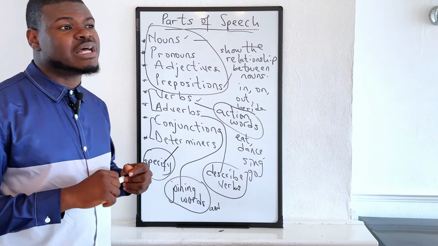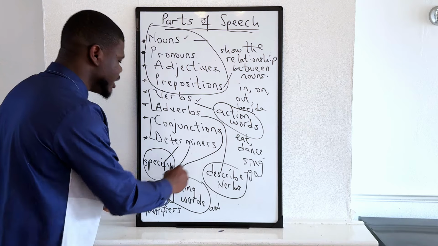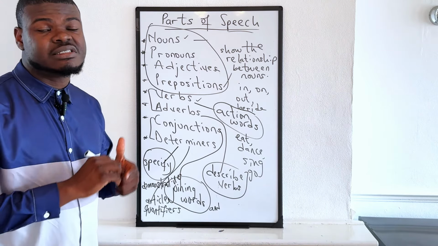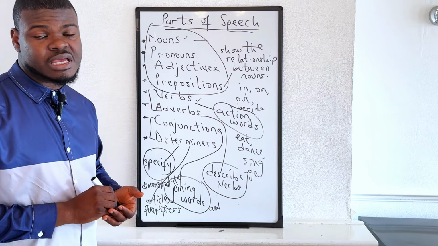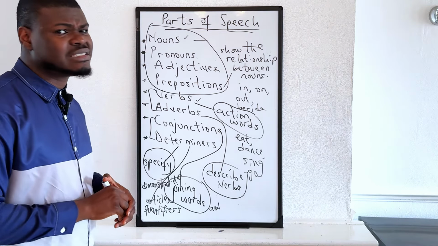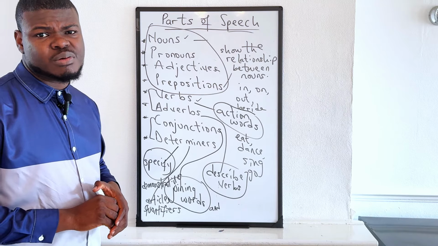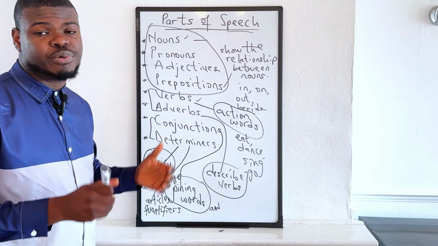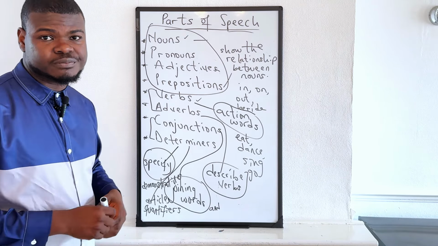A, an, and the. Can be quantifiers, showing quantity: some, many, most, little. Can be demonstratives, like this, that, these, those. Can be possessives: my book, your book, their book, etc.